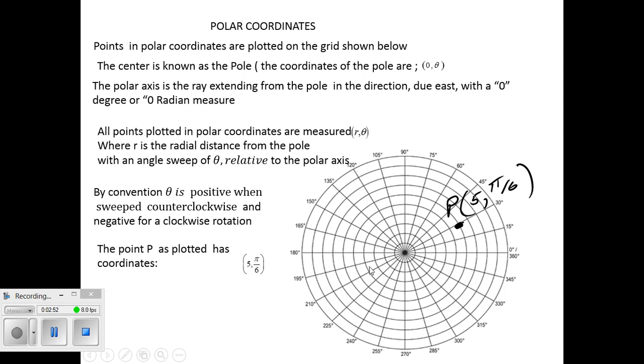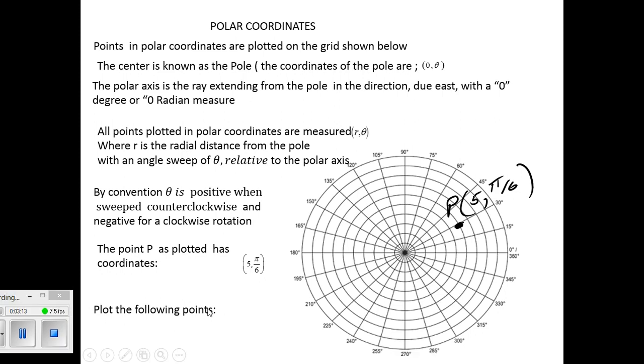But 5 pi over 6, of course, is 5 radial units out. So count out 5 rings, each one a 1 unit ring. And it looks like maybe I counted out wrong. 1, 2, 3, 4, 5, 6. That's actually at 6. And then the angle sweep of pi over 6, or 30 degrees.